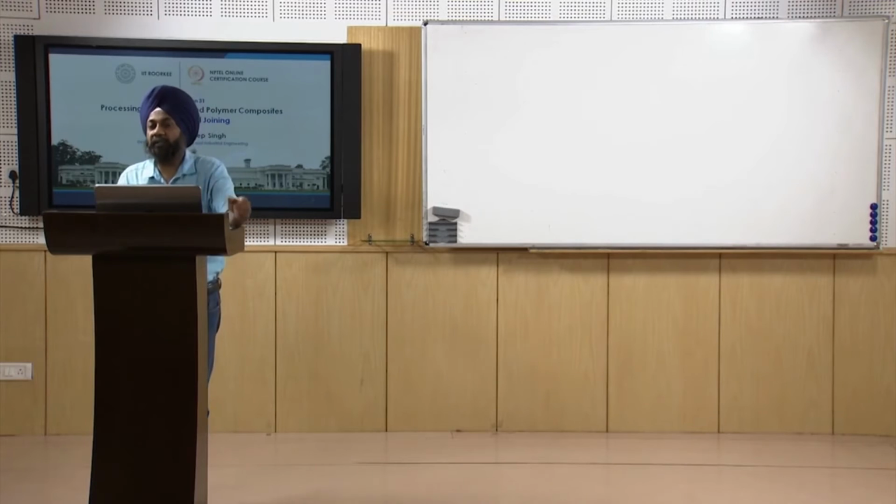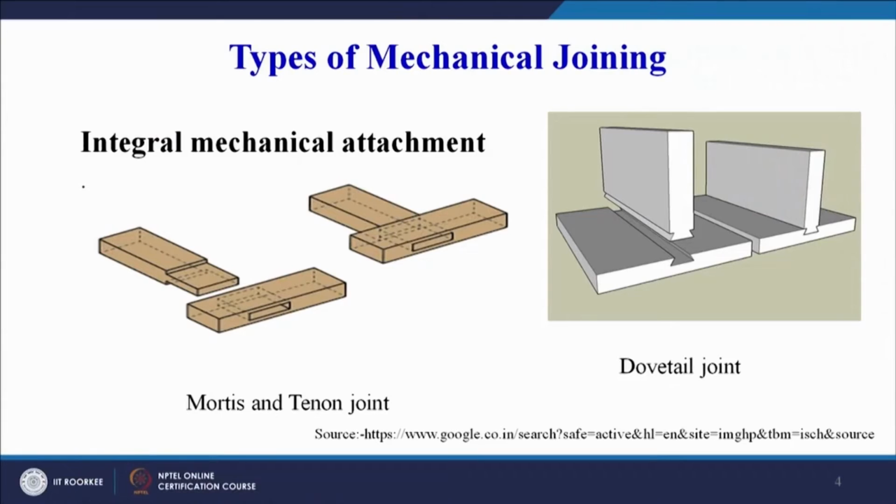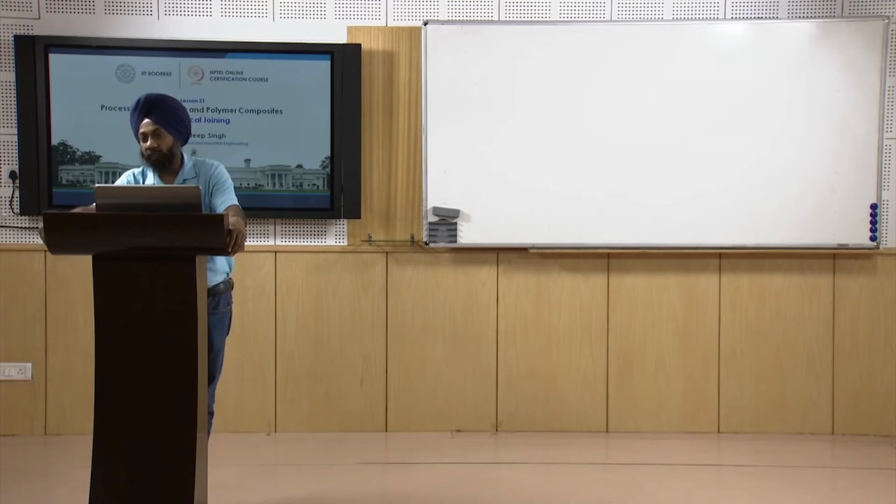There are other similar types of joints which are also used, which we can classify as integral mechanical attachment. Similarly, a dovetail joint, here you can see a very common type of joint we see in our day to day life. When we have a sliding type of arrangement, we usually have a dovetail joint there. So this is an integral mechanical arrangement. Depending upon the requirement, we will see which type of joint can be used in composites.